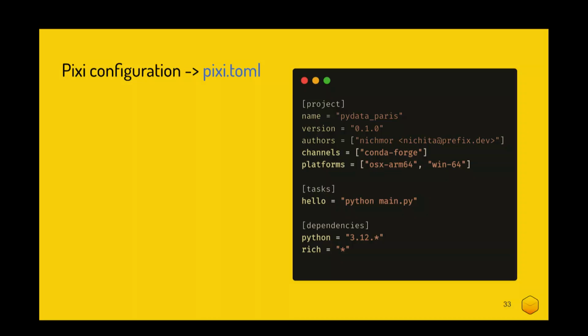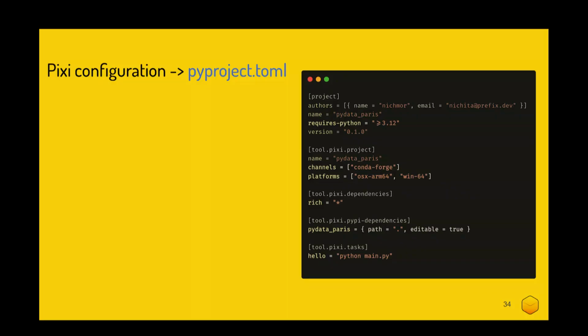And we have a dependencies table. Here you will list all the dependencies that your project needs, for example, Python, Rich, or other libraries, and also PyPI. We also support pyproject.toml, so you will have a very familiar way of configuring it. The only highlight that I would like to make is that the requires-python field will be picked up automatically by Pixi and will install Python in your isolated environment. So it's very handy and easy to maintain the Python version in just one field.